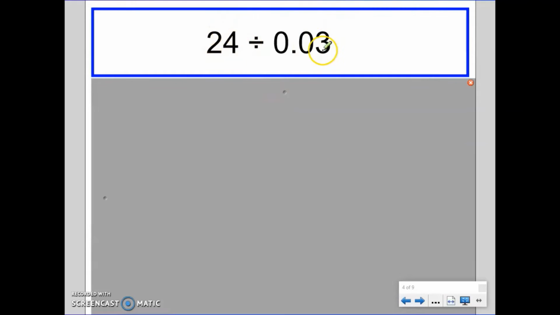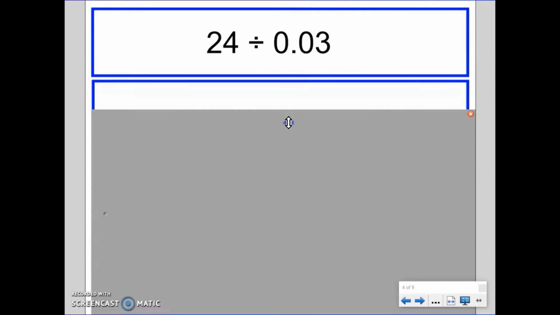When I look at the original question, I want to make it easier for myself. So I'm going to change this into a whole number, into an integer. This time I'm going to need to multiply by 100. Because if I just multiplied by 10, I'd be left with 0.3. But I want to make the question as easy as possible to divide. So multiplying by 100 is more appropriate in this question.